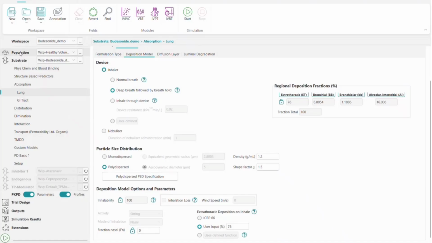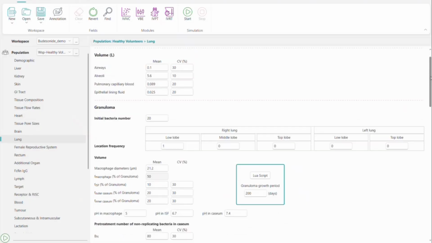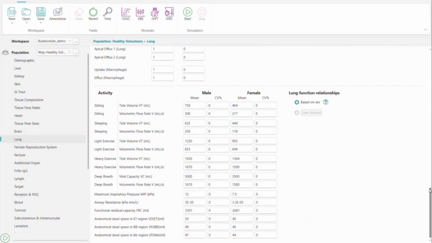I also want to look at the population screen for the lung. There are lots of parameters here that describe the volumes and the absorption areas for the lung, but I haven't got time to go through all of those. At the bottom there are the parameters that control the physiological inputs for the deposition. Typically the default is just a set for males and females. So if the CV is 0, then all males in the population will have the same deposition, and all females have the same.